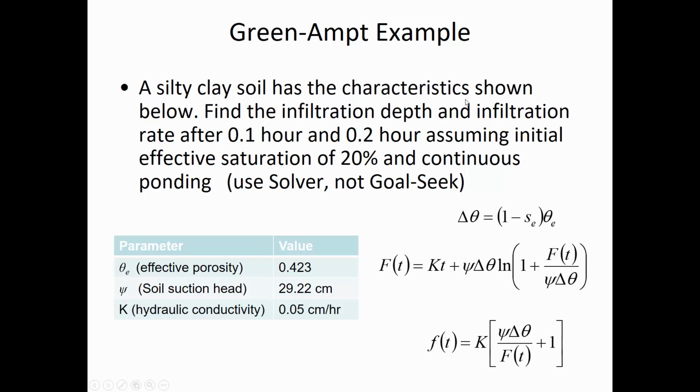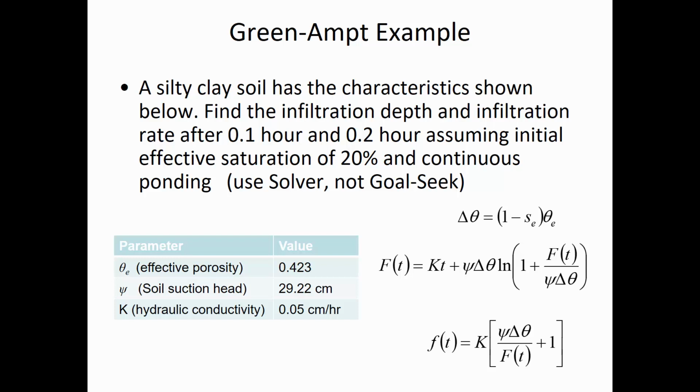We've got a silty clay soil with these physical properties, and we want to know the infiltration depth and the infiltration rate after 1/10 of an hour and 2/10 of an hour, assuming initial effective saturation of 20% and continuous ponding. We'll do some initial stuff on the whiteboard, looking at how to calculate the delta theta, and we'll also calculate the time to ponding, because we're going to need that a little bit later. Before we move into the spreadsheet, we'll calculate some of these things on the whiteboard.